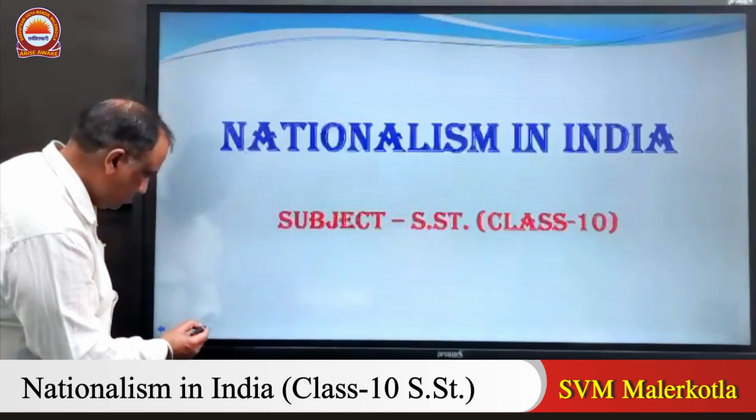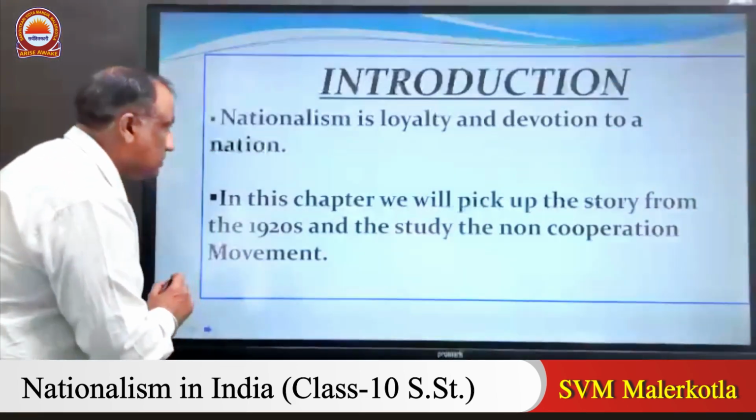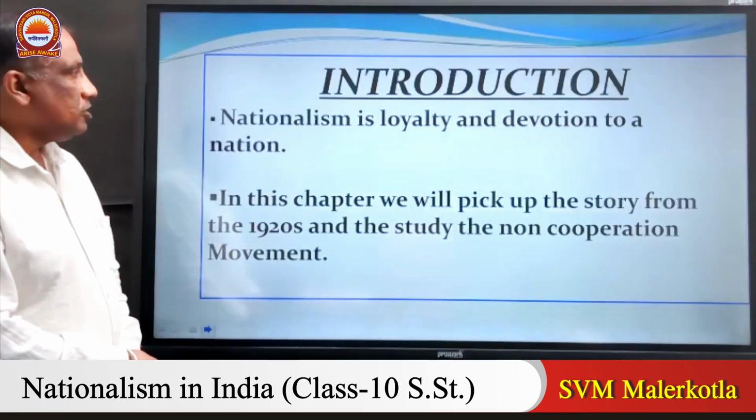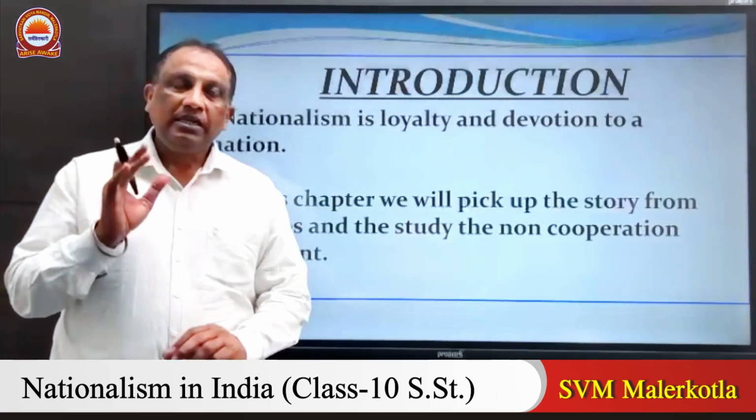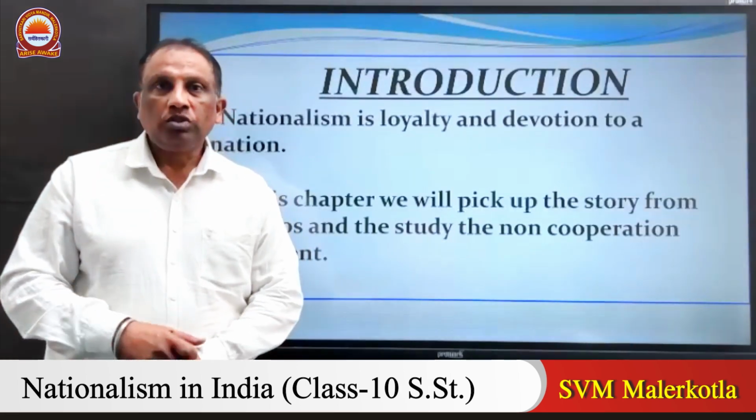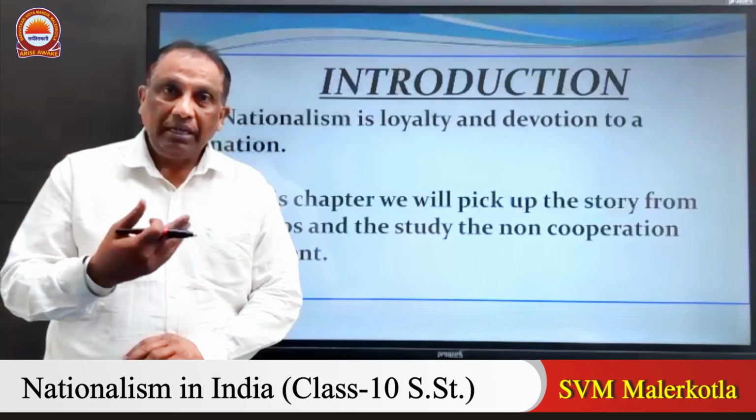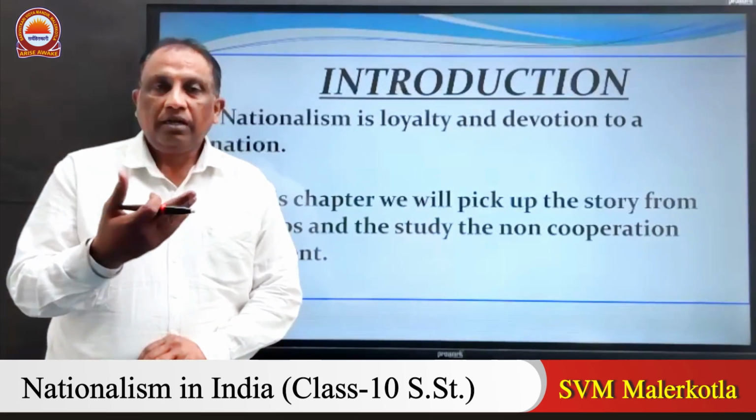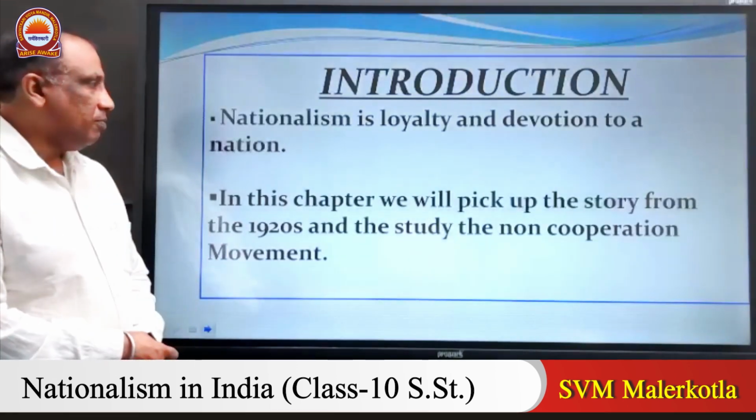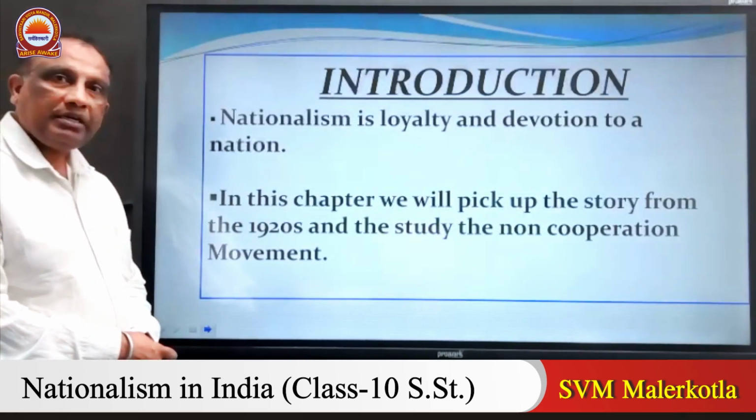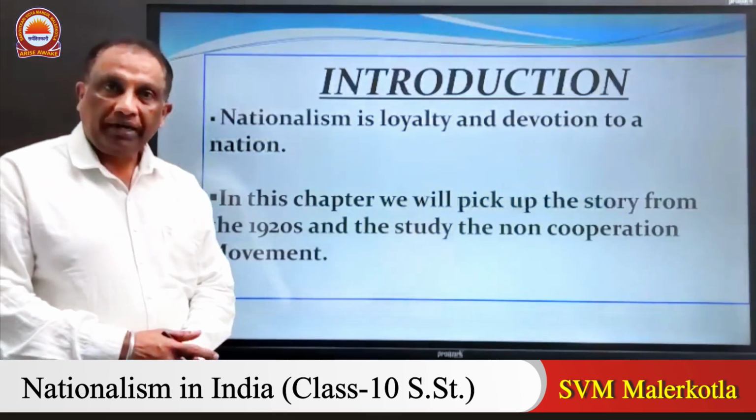So here it is. Nationalism in India. Now nationalism is loyalty and devotion to a nation. The word nationalism is a very extreme one, which shows how deeply we love our nation and how deeply we are connected with our feelings towards our nation. In this chapter we will pick up the story from the 1920s and study the non-cooperation movement.